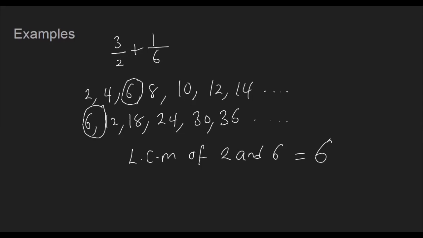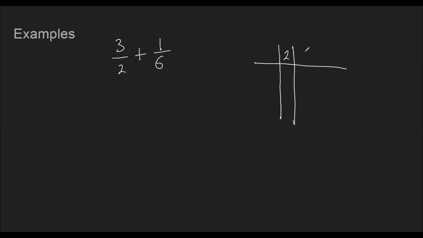Now let's treat this question again using that method. We write the same question: 3 over 2 plus 1 over 6. This method simply involves using a table. We create a table for the denominators, which are 2 and 6, so here we write 2 and 6. Then we find a number common to 2 and 6 which we can use to divide both, and the first number that comes to mind is 2. So we use 2 to divide both numbers: 2 divided by 2 is 1, and 6 divided by 2 is 3.